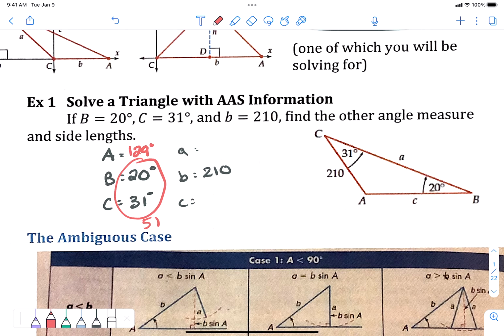129. Okay, would you like to solve for lowercase a or lowercase c first? Lowercase c.